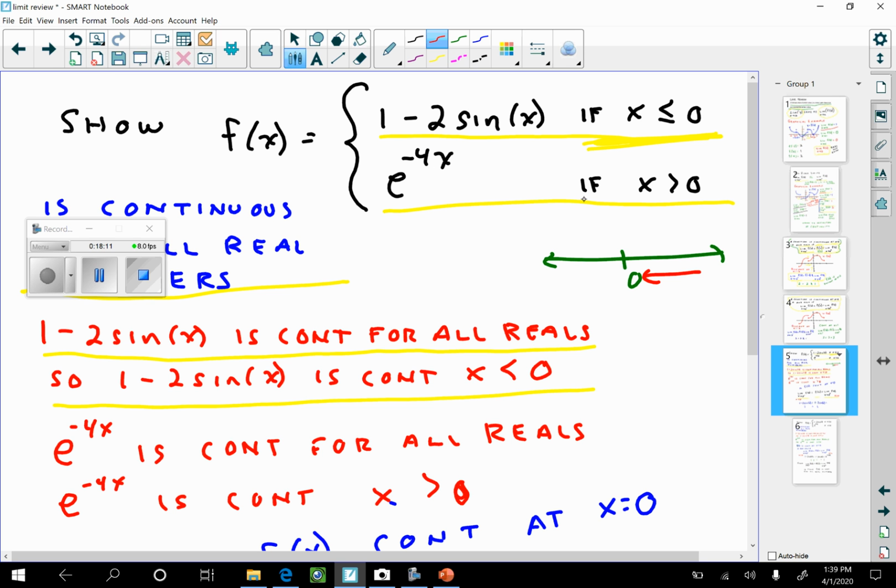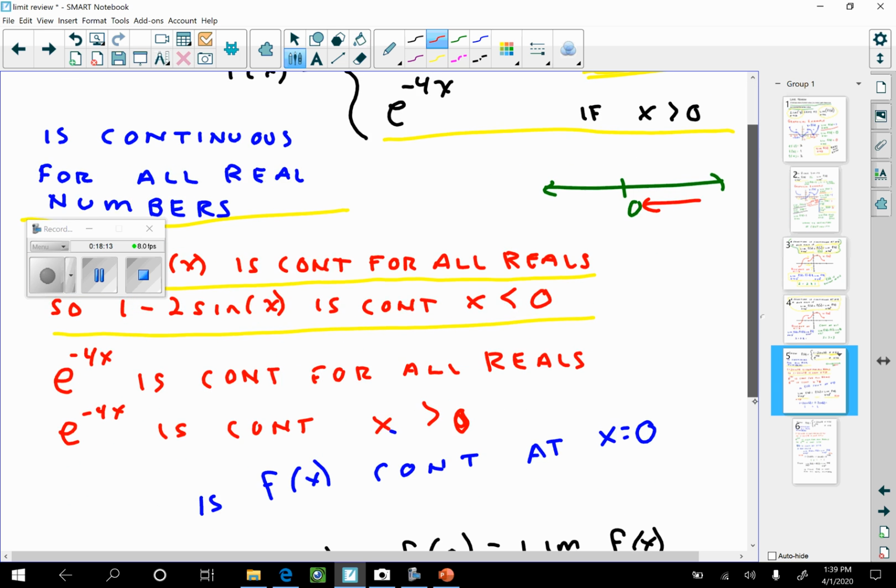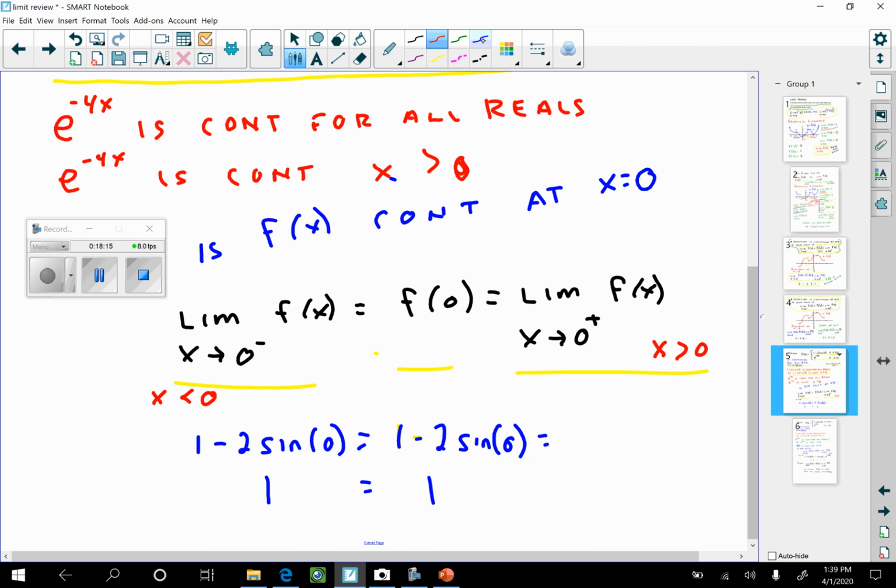So I'm going to put 0 into that, do some direct substitution, and that's simply going to be e to the negative 4 times 0. What's negative 4 times 0? It's 0. What's e to the 0? It's 1. So hey, that statement is indeed true.